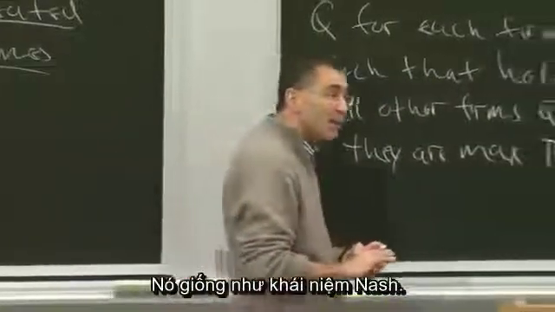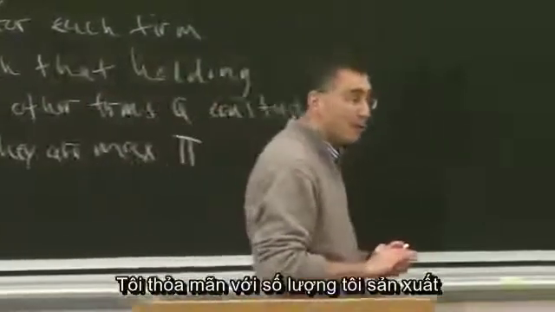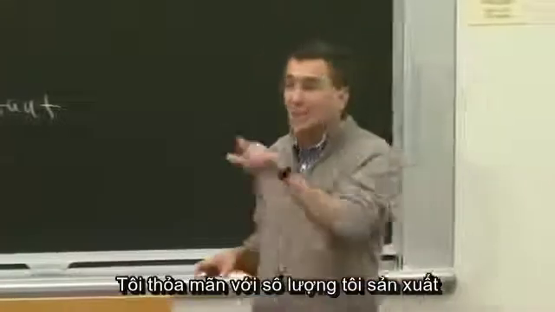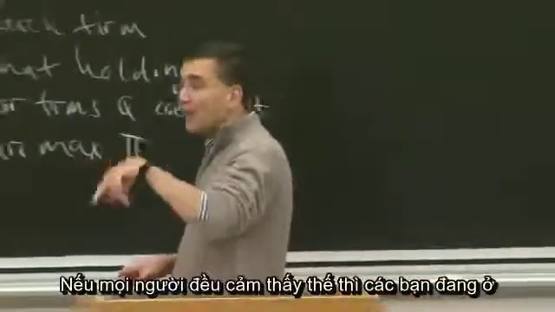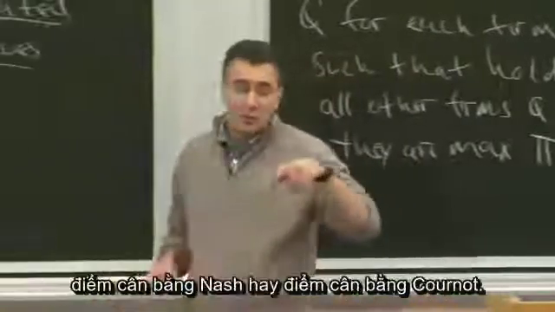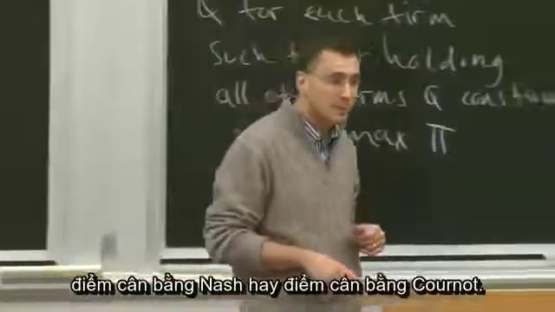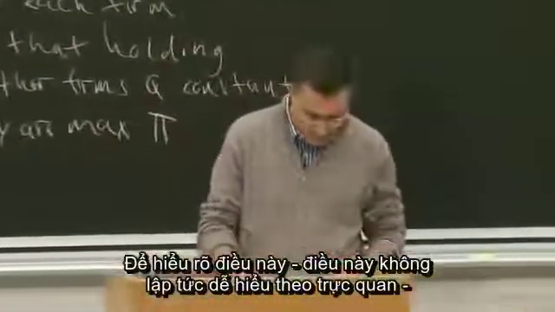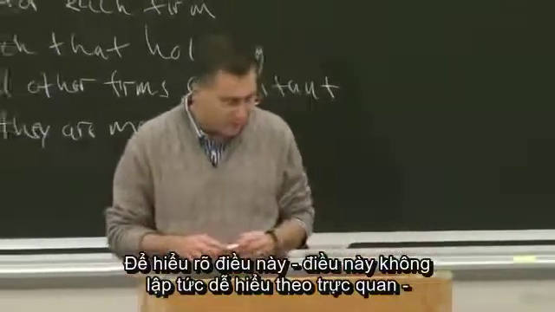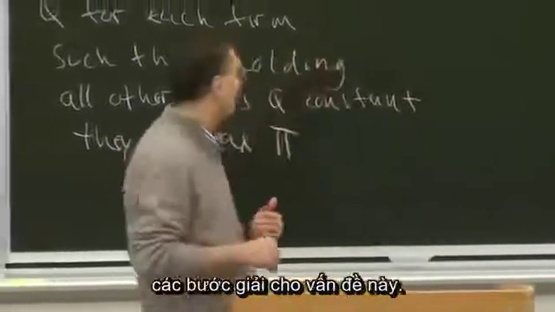It's the same as the Nash concept. I'm happy with what I'm producing. I'm profit maximizing given what everybody else is producing. If everybody feels that way, then you're in a Nash equilibrium or Cournot equilibrium. Okay? So this is not immediately intuitive. Let me just talk through the steps of how you'd solve for this.